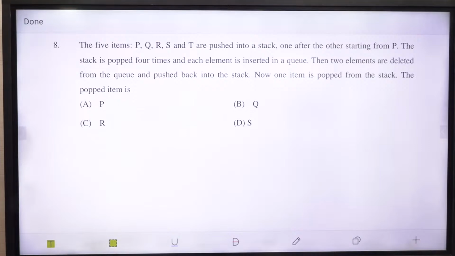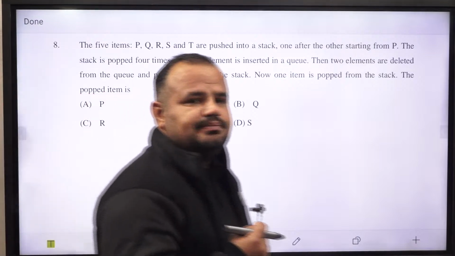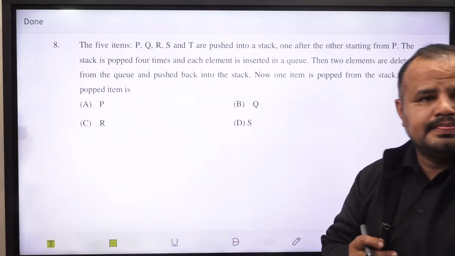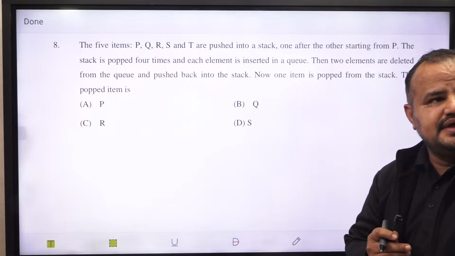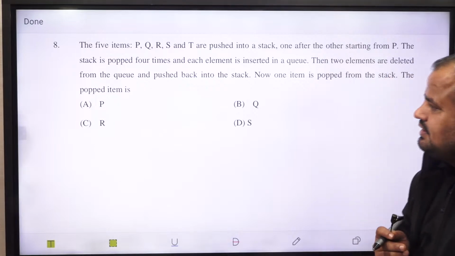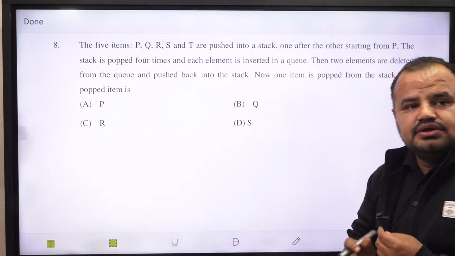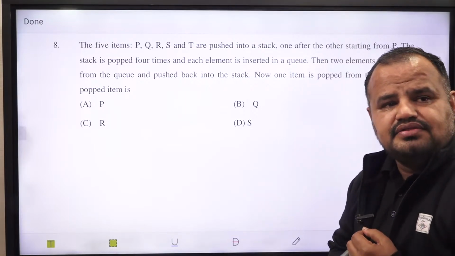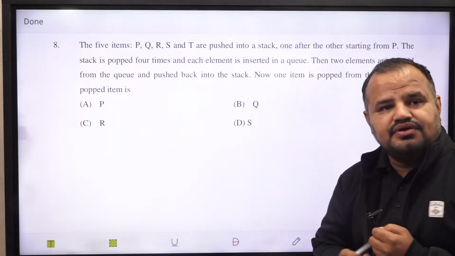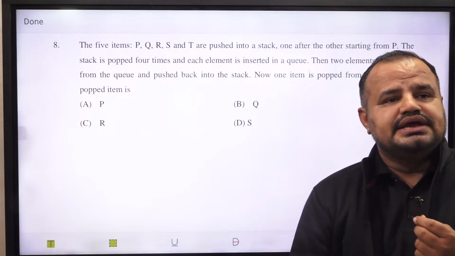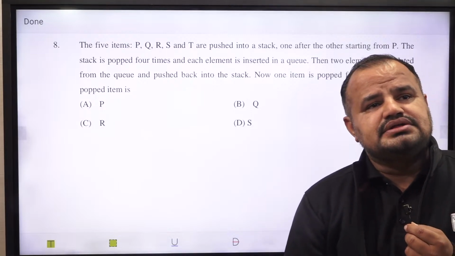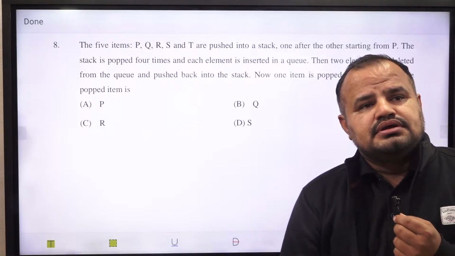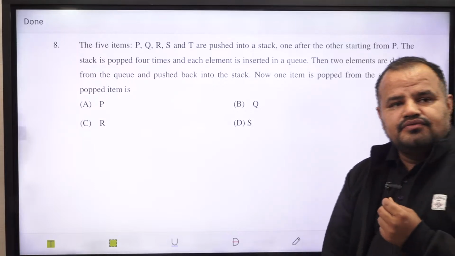Do it fast, my dear students. Please write the answer: P, Q, R or S? What is the right answer? P, Q, R or S? Yes, do it fast, my dear students. Partha is saying S, Devanand is also saying S. Okay, very good, very good. Yes, what about the others? Lucky, Devanand, Simran? Very good, my dear students.